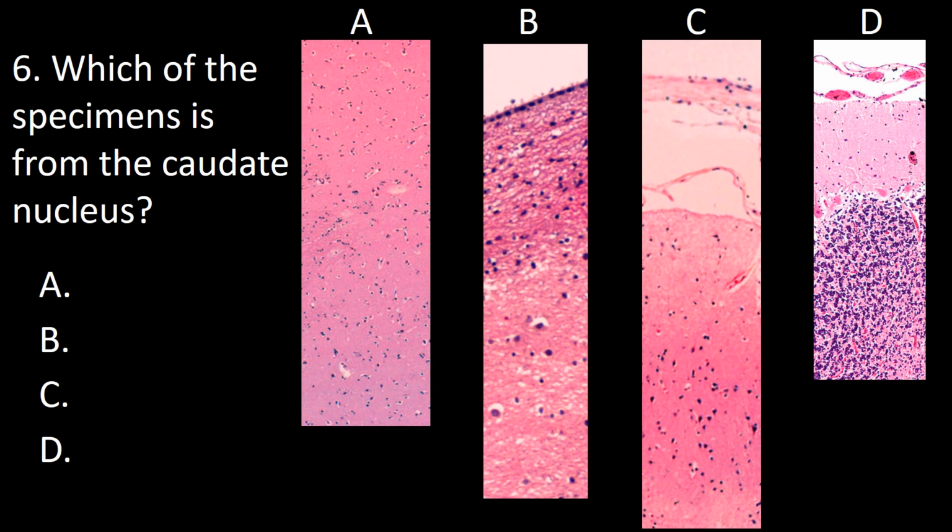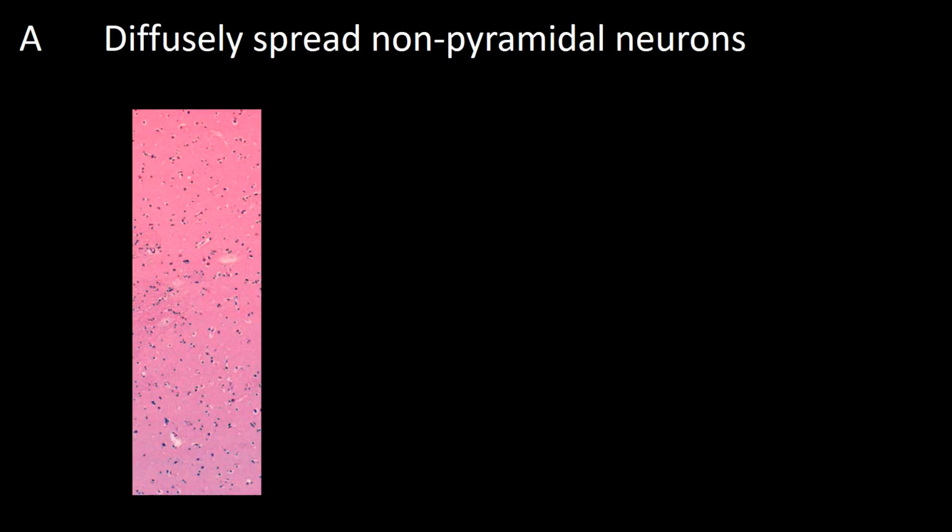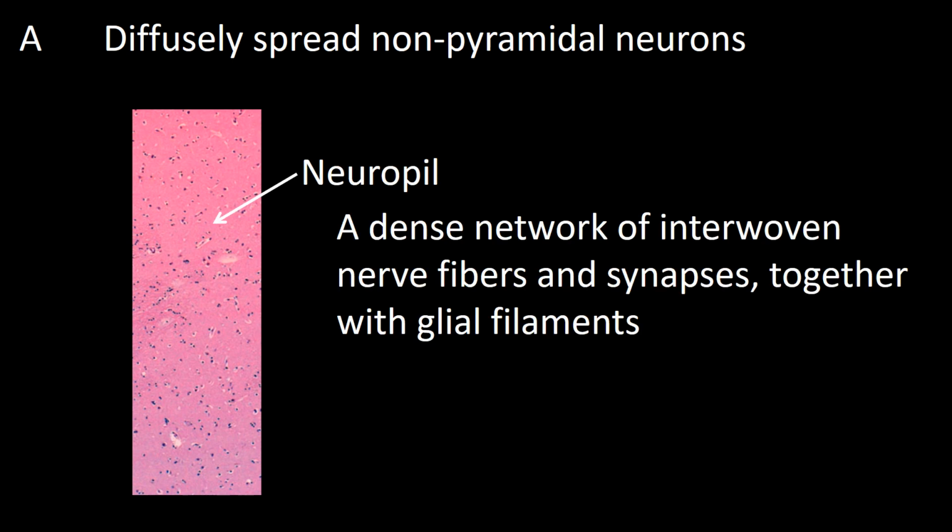Next question. Please look at these specimens and choose the one corresponding to the caudate nucleus. Specimen A's main feature is diffusely spread non-pyramidal cells. The neuropil has the usual characteristic, consisting of a dense network of interwoven nerve fibers and synapses together with glia filaments.